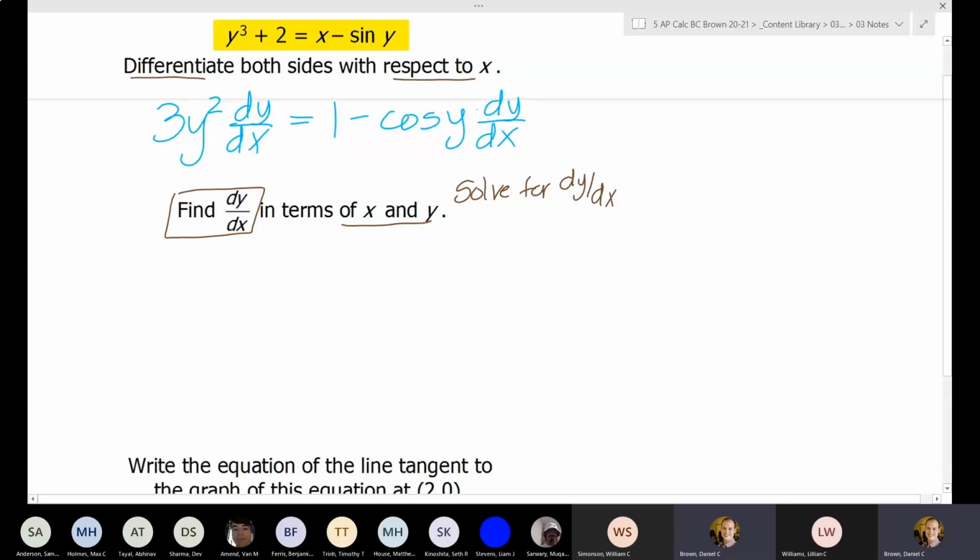So if I'm looking at this problem, I have two terms with dy dx attached to them. So I can go ahead and subtract. I'm going to subtract the cosine one to the other, really add it to the other side. And so I've separated dy dx on one side, everything else on the other. Since both those terms now have a dy dx in them, I factor it out.